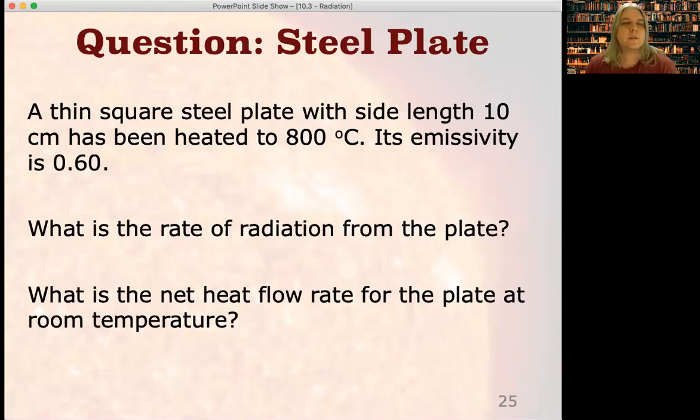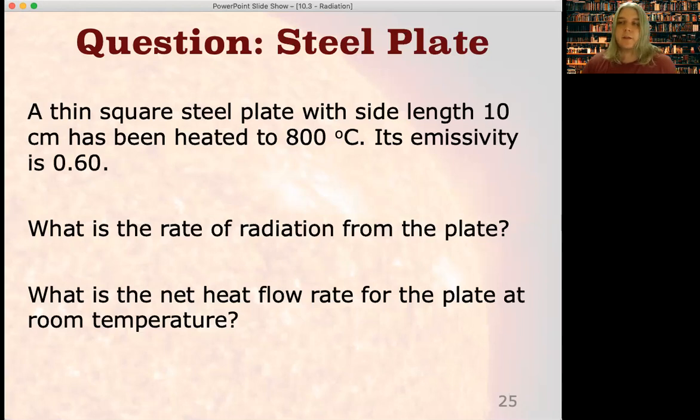A thin square steel plate with side length 10 centimeters has been heated to 800 degrees Celsius. Its emissivity is 0.60. What is the rate of radiation from the plate? And what is the net heat flow rate for the plate at room temperature? So two parts to this question. First one, just the rate of radiation. Second one, though, is talking about the net heat flow rate with a room temperature environment.